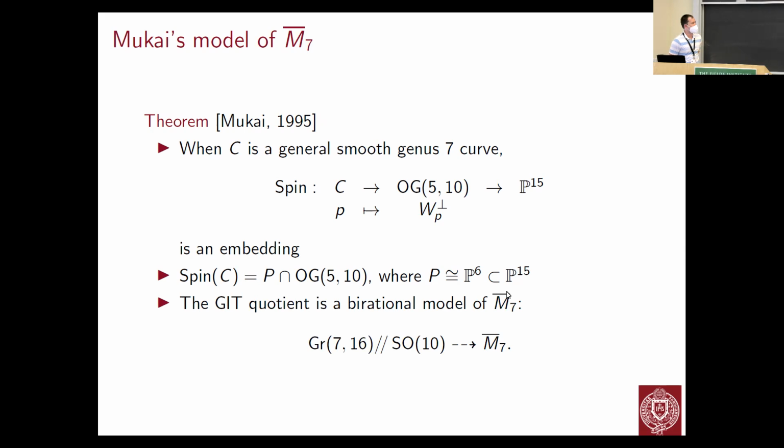And so Mukai finishes the story by saying, all right, so if you look at the Grassmannian of 7-dimensional subspaces of the 16-dimensional vector space, so when you projectivize, you're looking at P6s in P15, sections of the orthogonal Grassmannian are going to give you canonical curves, and if you mod out by the action of SO10, you will recover something that's birational to M7 bar. Okay, so that's the model he proposes for M7 bar.